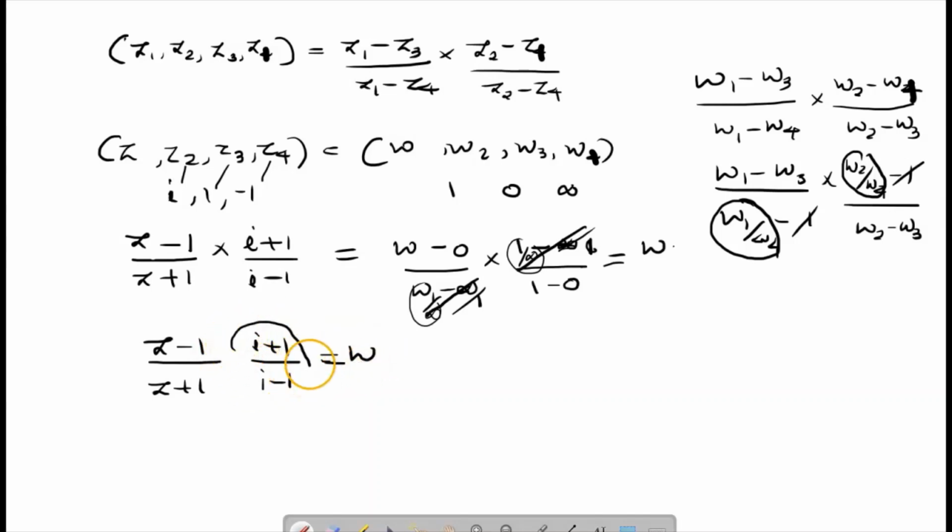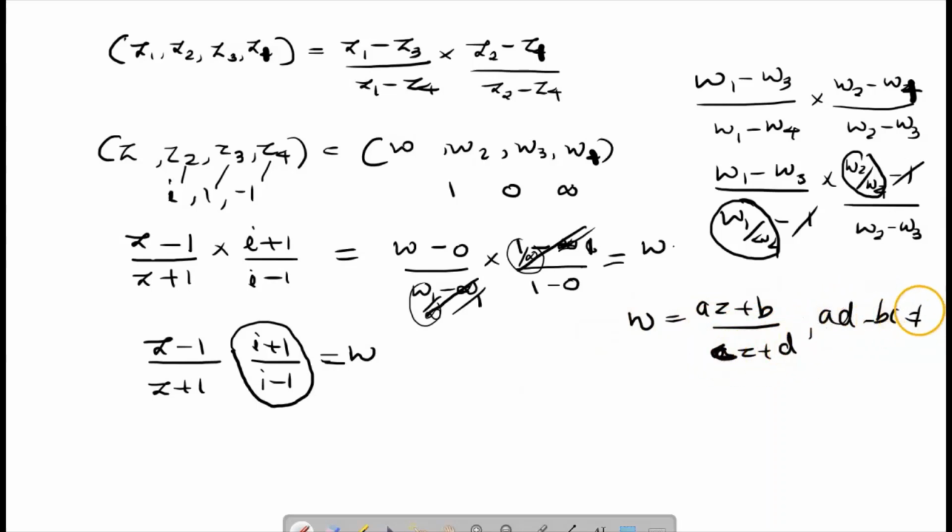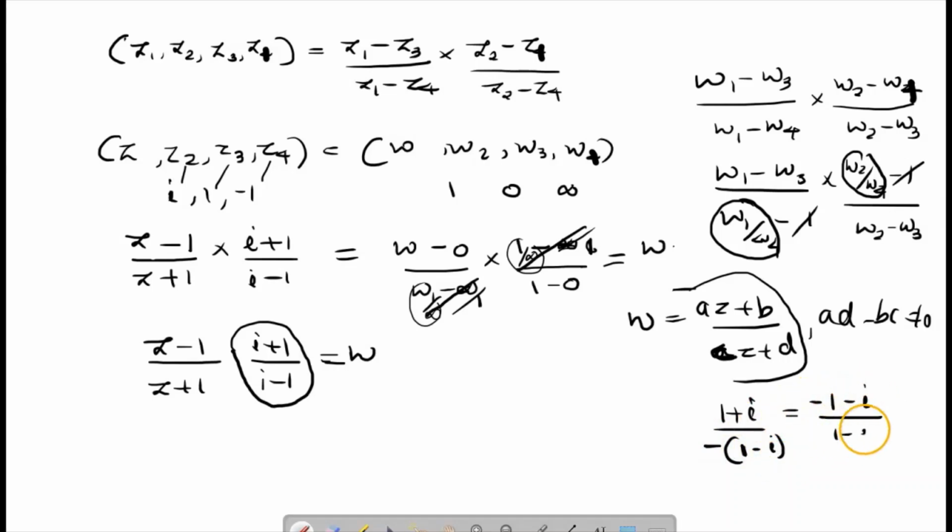Now we want to simplify this so that the bilinear transformation is in the form (AZ plus B) divided by (CZ plus D), with AD minus BC not equal to 0. So we have to convert these terms into this form. The term (1 plus i) divided by (i minus 1): let's take minus outside, and this is 1 minus i. That means this is minus (1 plus i) divided by (1 minus i).